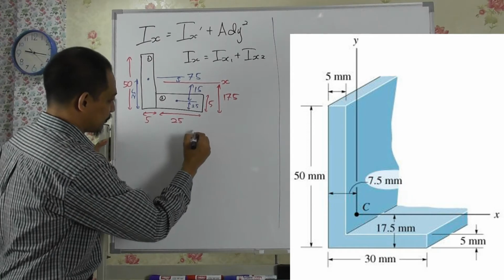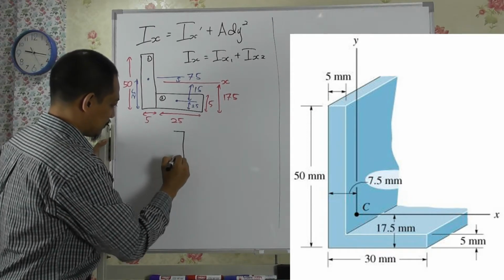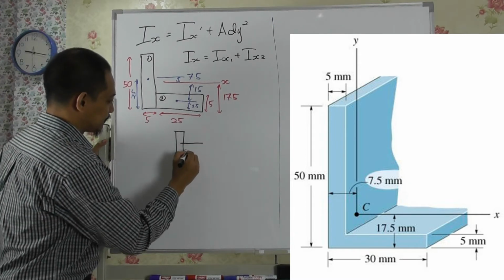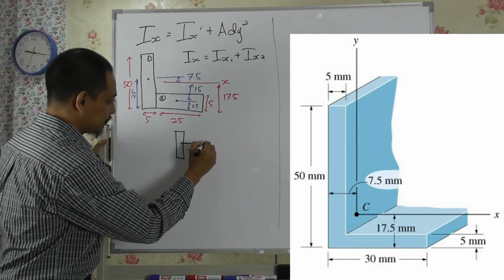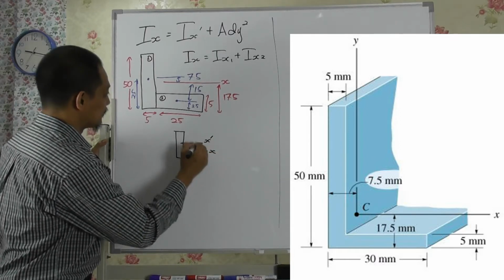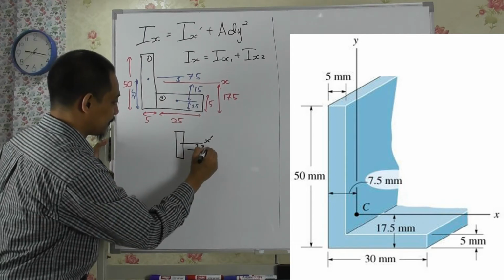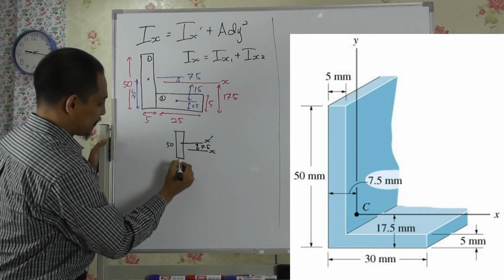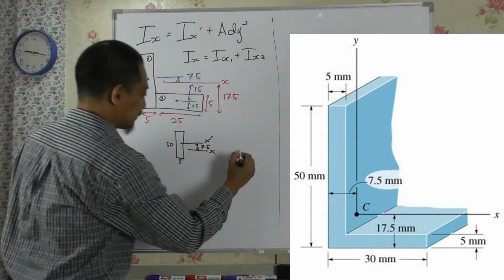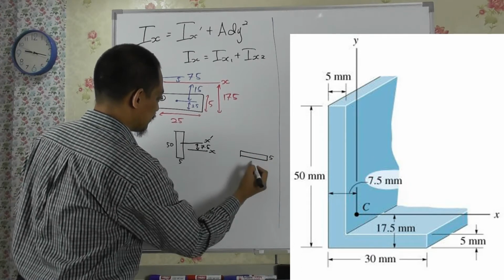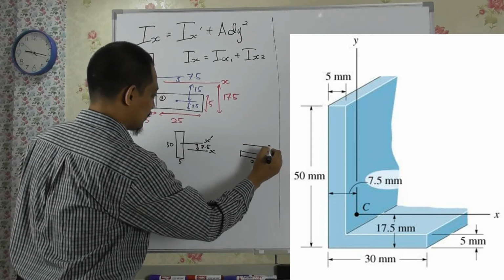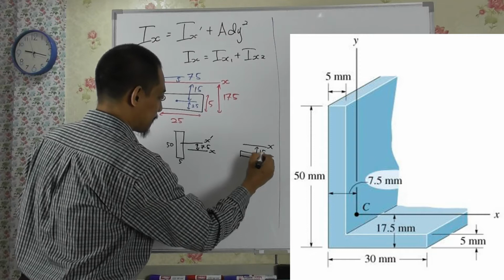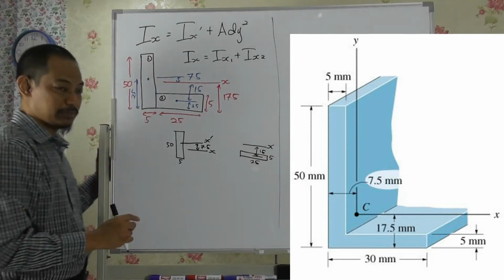So if you take a look at this element here, this area here, basically you have x and x prime. The distance here, we have calculated already, that is 7.5. And this is 50 and 5. And then for this area here, this is 5 and 25. And then x and x prime here, you have the distance that we calculated earlier, 15. So that's the two shapes that we have to consider.